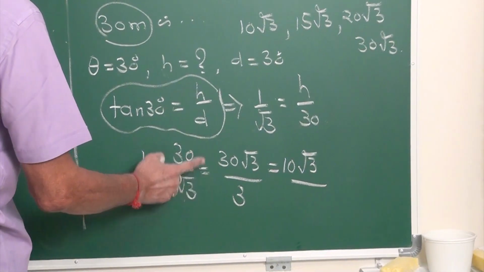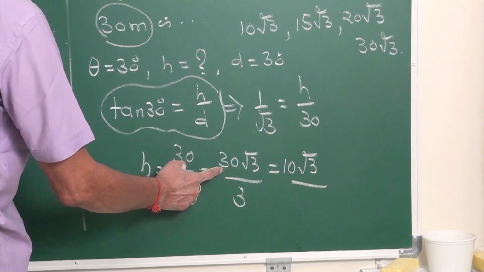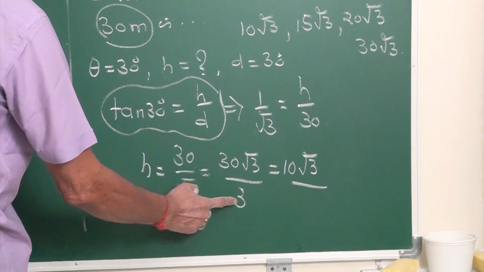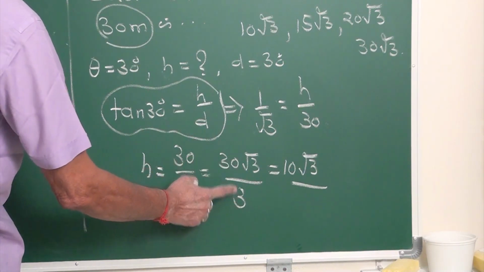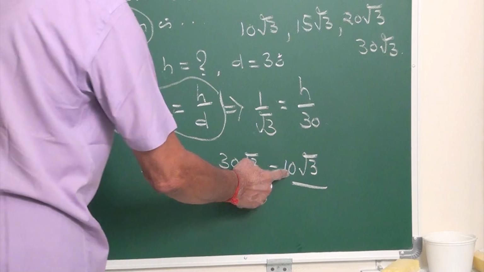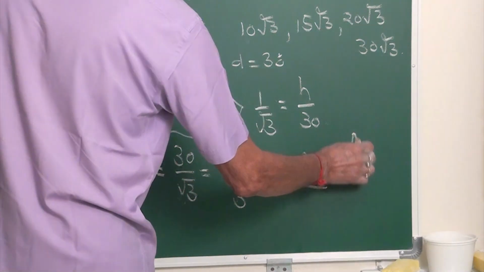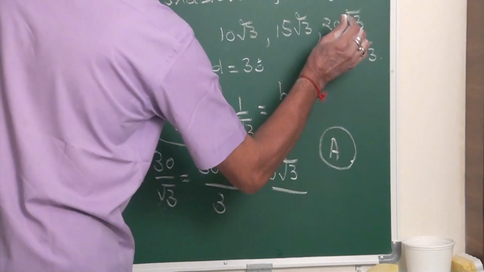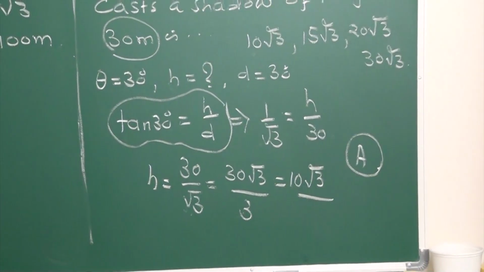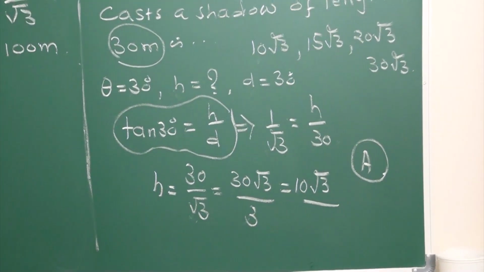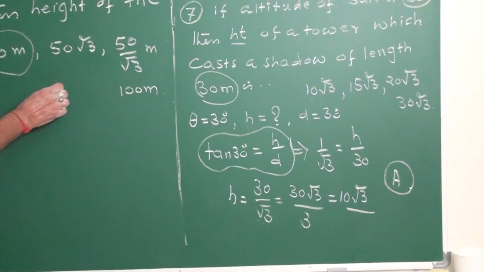Multiply numerator and denominator by root 3. 30 into root 3 upon 3. Root 3 into root 3 is 3. Cancellation, 10 root 3. Option is A. In this case also, what is the option, my friend?